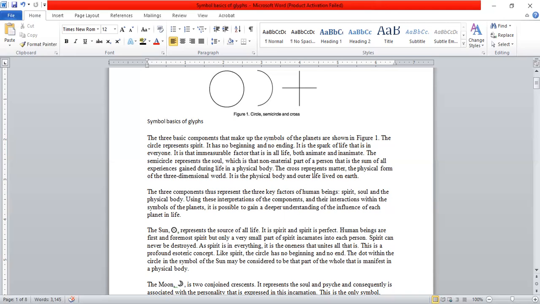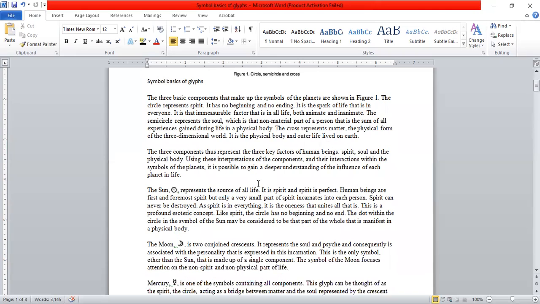And the cross represents matter. This is the easy one. Matter, the physical form of the three-dimensional world. It is the physical body and outer life lived on earth. The three components thus represent the three key factors of human beings: the spirit, the soul, and the physical body. Using these interpretations of the components and their interactions within the symbols of the planets, it is possible to gain a deeper understanding of the influence of each planet in life.